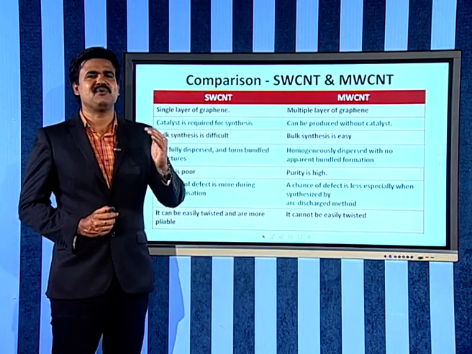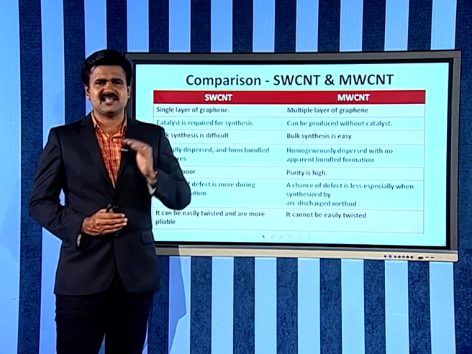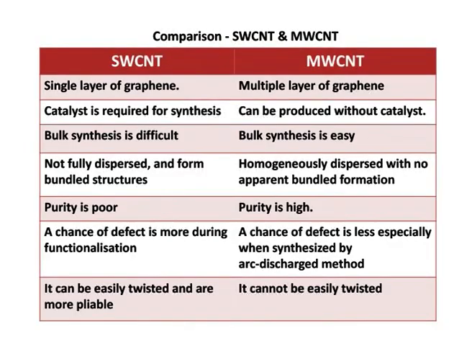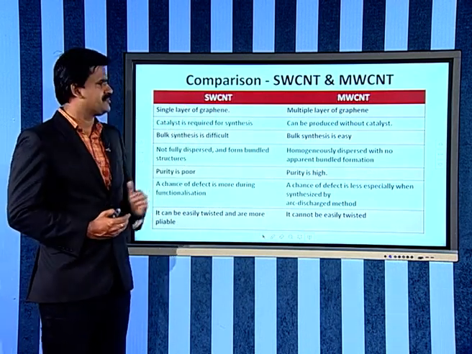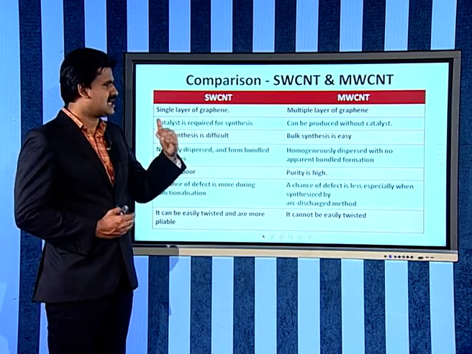Another part of our discussion is a comparison between single-walled carbon nanotube and multi-walled carbon nanotube. Let us analyze the features of both. First of all, single-walled carbon nanotube. As we are aware, it is a single layer of graphene. Multi-walled carbon nanotube is multiple layers of graphene rolled to form the MWCNT. Bulk synthesis of single-walled tube is difficult. However, bulk synthesis of multi-walled carbon nanotube is comparatively easy.